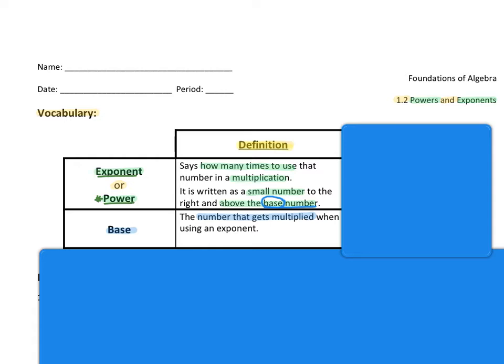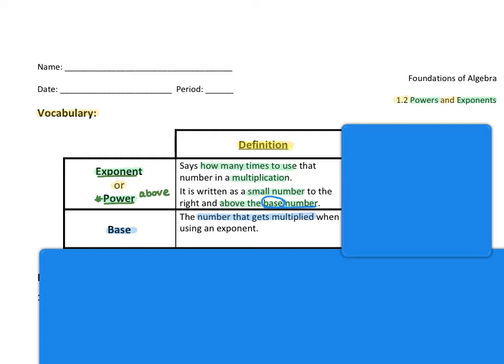movies. When someone has powers, they're able to do something that's above what everybody else is doing. So we can kind of think of someone who has superhero powers to remember that the power is going to be above everybody else. So it's going to raise them up higher than everybody else because they're able to do a whole lot more than what a normal person would do.